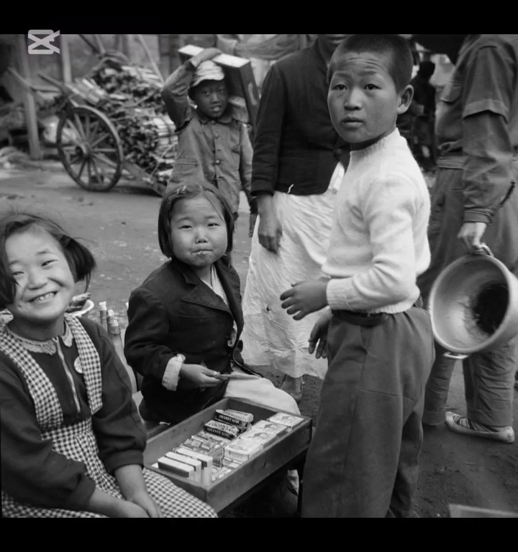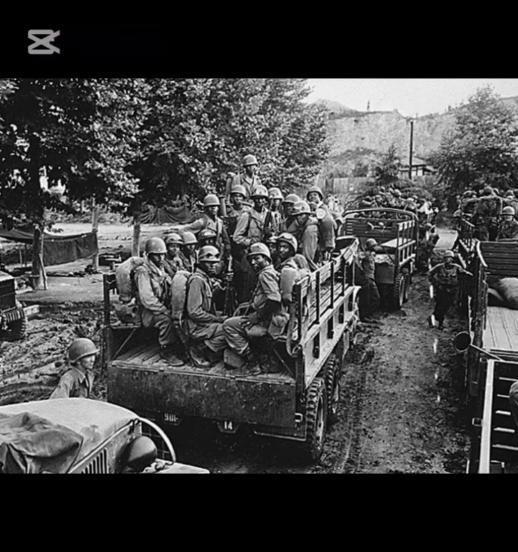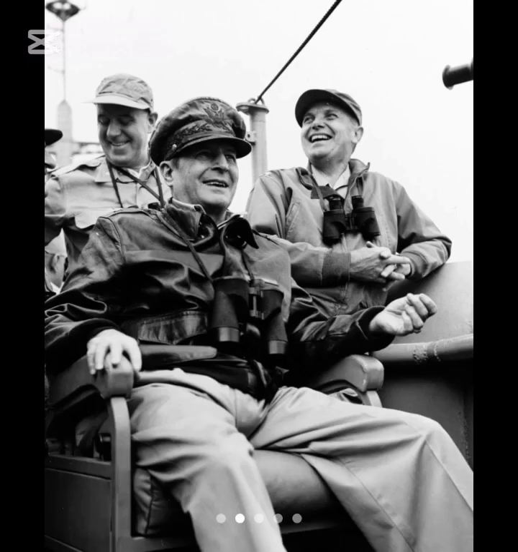Chapter 7. Marching toward the north. With North Korean forces retreating, United Nations leaders faced a major decision. Should they stop at the 38th parallel, or should they continue into North Korea? They chose to continue.